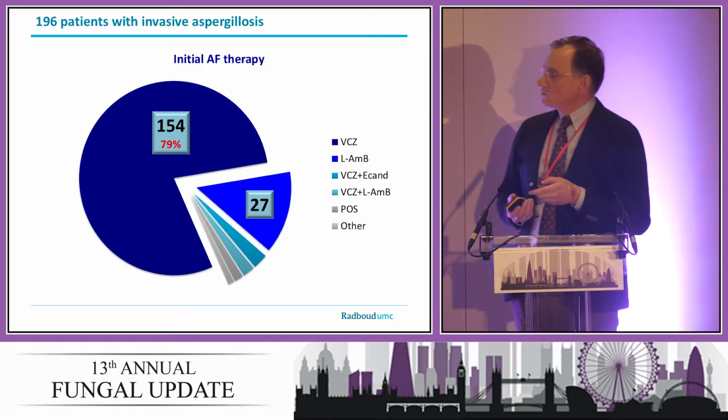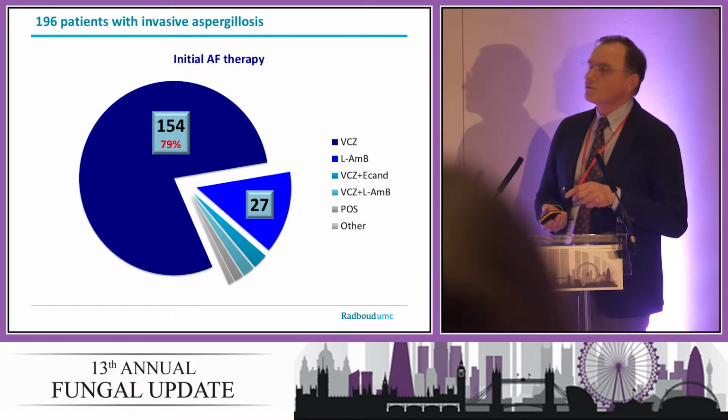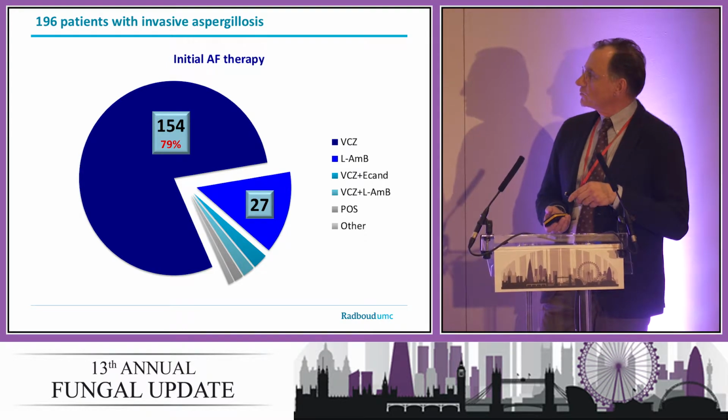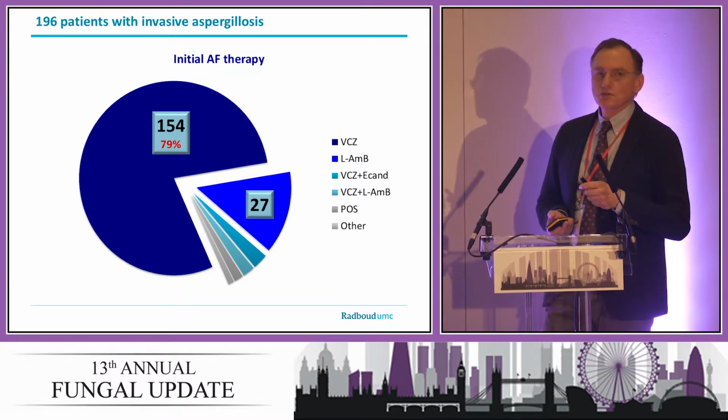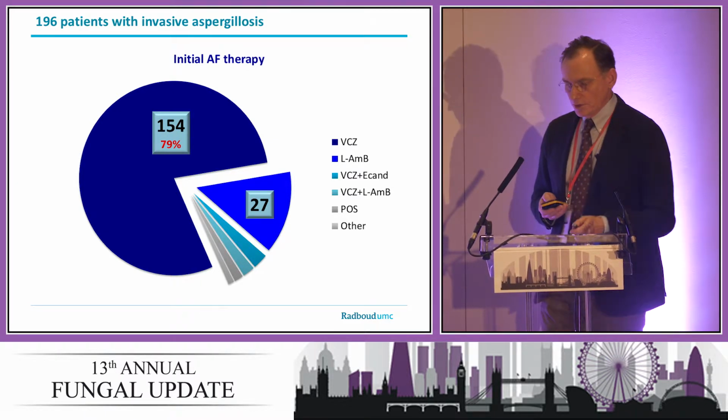So how were these patients treated? Well, most of them, nearly 80%, were treated with voriconazole monotherapy. There were 27 patients who started on liposomal amphotericin B, and then there were a few other patients who received combination therapy.